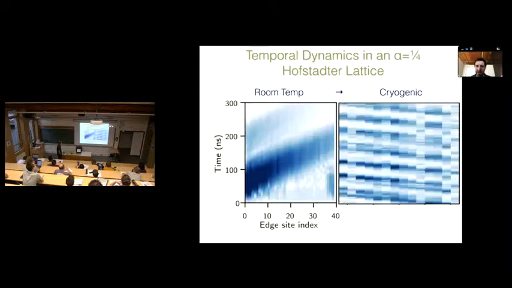This slide? One, two, three, four of these. Yes. And you can also see that this is a much smaller lattice.